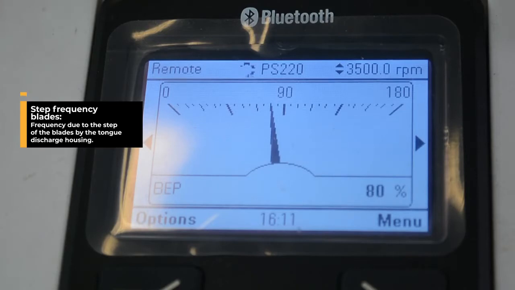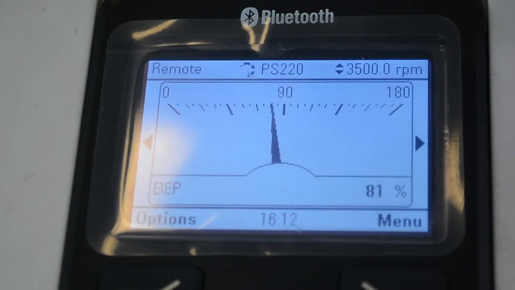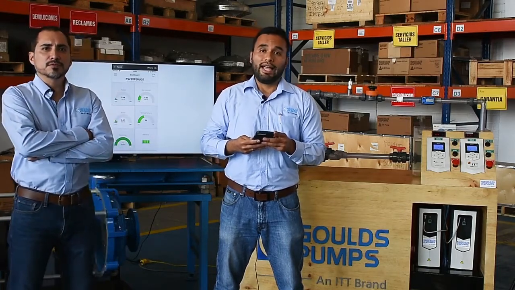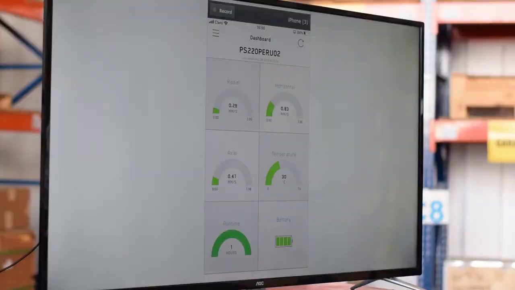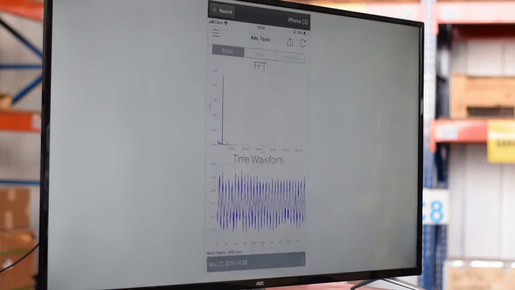In this case, the speed of rotation is 3,500 RPM, and the impeller has 4 vanes. Therefore, the vane pass frequency is 14,000 CPM. With the ALERT app, we select the sensor. We touch the menu icon and the advanced tools, and we order the FFT.